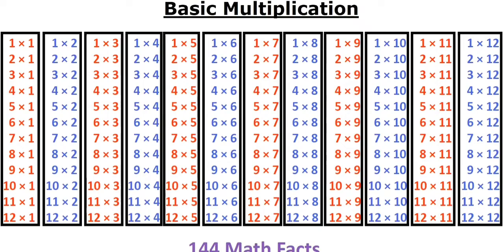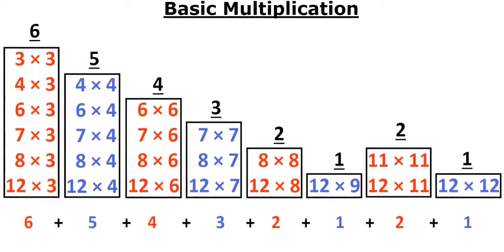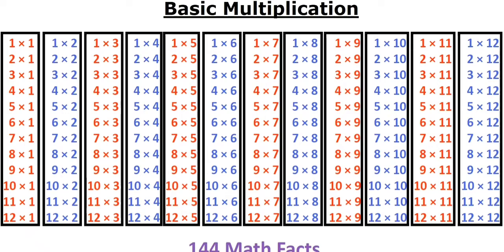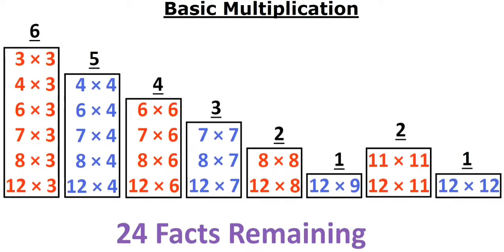However, we created a method where if you just know 6 rules, just 6 rules, you can go from 144 down to only 24 remaining. That's right, from just 6 rules, we go from 144 math facts down to 24. How is that possible? Well, let's take a look.